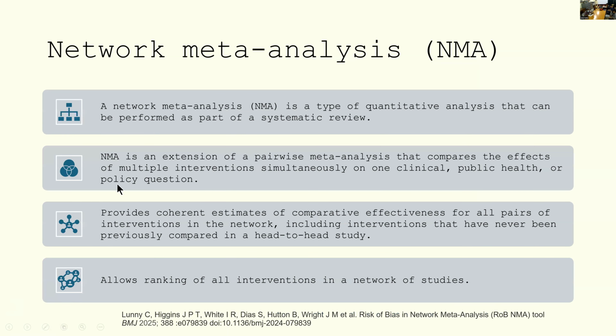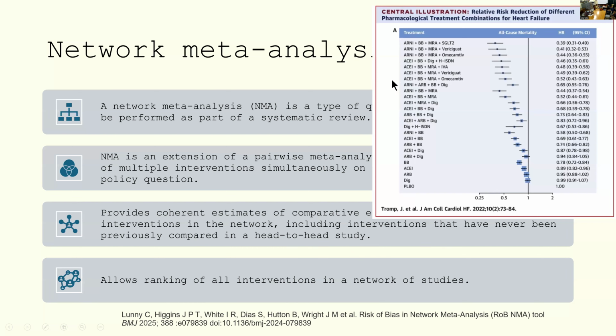So it's basically a type of quantitative analysis which can be performed as part of a systematic review. It is just an extension of a pairwise meta-analysis, but here you can compare multiple interventions for one particular clinical question. And it gives you a coherent estimate of comparative effectiveness of each pair of interventions. And the best part is it allows you to rank all the interventions in a network of studies. So for example, in that previous slide I had shown, at the end of this meta-analysis, they could rank and see which of the interventions is best.